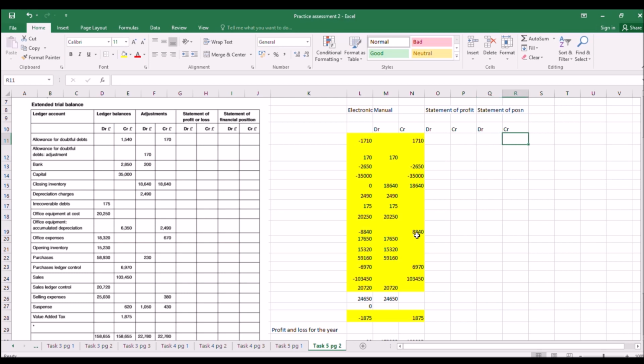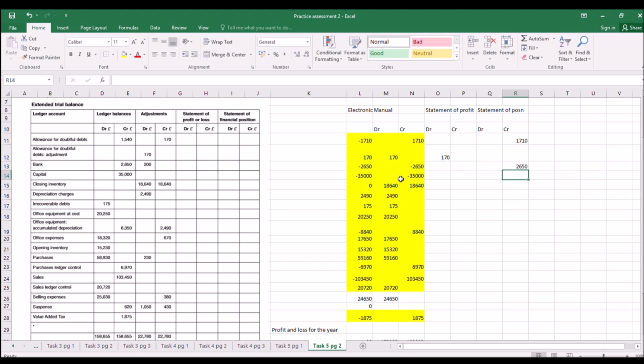Well, that's the allowance, that's a reduction of the sales ledger control account. That's going to be a credit there in the statement of financial position. Allowance for doubtful debts, the adjustment is the expense within the profit and loss for the year. It's 117 to there. The bank is an asset, therefore that is going to be, in this case actually it's a liability. That's an overdraft. So we're going to be going into there.